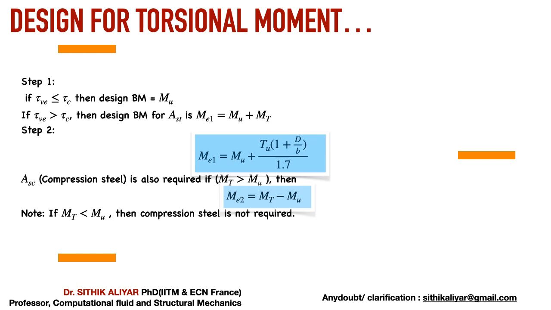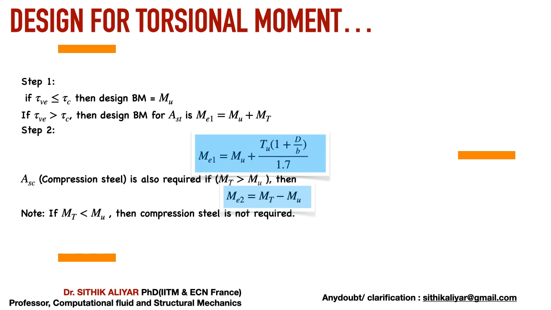I hope you remember the formula for calculating Ast: Mu equals 0.87 fy Ast d minus 0.42 into xu. Correct? Now instead of Mu you will use Me1. So what is Me1? Mu plus some torsional moment. What is the torsional moment? Tu into 1 plus D by B divided by 1.7. This formula you have to memorize.